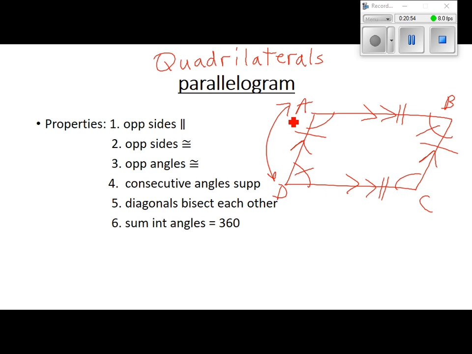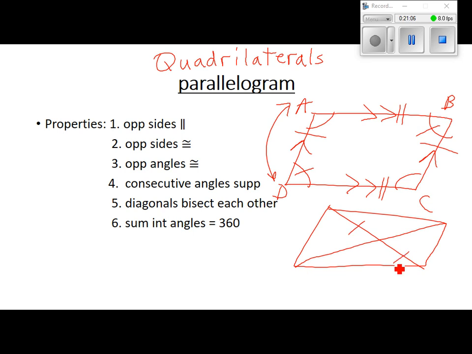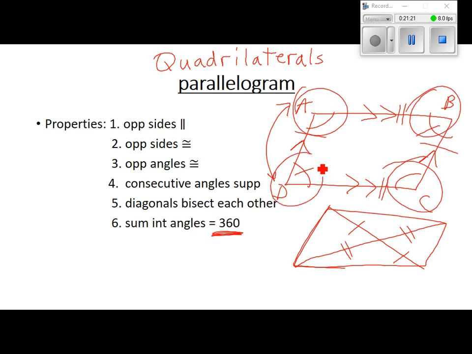That's what supplementary means. The diagonals, if I were to draw another one down here, if I were to draw these diagonals in, my shape's not very good. These diagonals bisect each other, so this segment's congruent to that segment, and that one's congruent to that one. And the sum of the interior angles, which we just talked about because it's a four-sided figure, is always 360 degrees. So this angle, this angle, this angle, this angle, all added up have to be 360. That's a parallelogram.